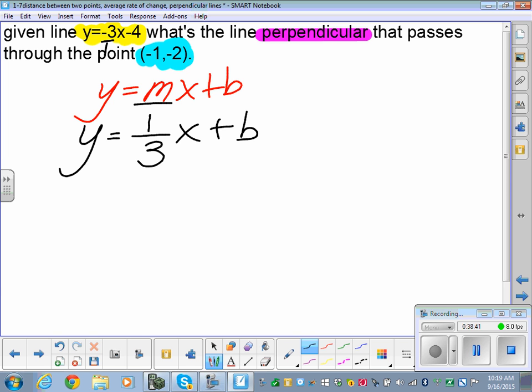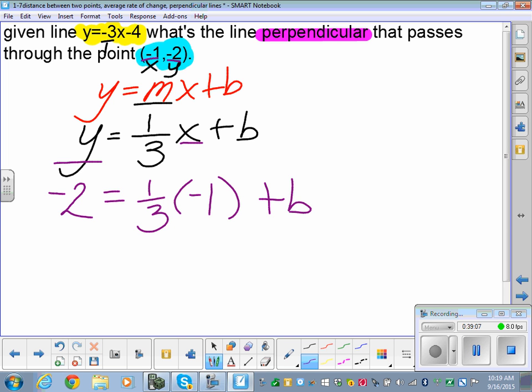We have all these unknowns, but guess what, we were given that it goes through this point, this x, y point, negative 1, negative 2. Let's plug those in where x and y are. So y is negative 2, so I'm putting in negative 2 for y, which is equal to 1/3 times x, which is negative 1, plugging it in. And then I have plus b. And now I can solve for b piece by piece. So I have negative 2 is equal to negative 1 times 1/3, which is negative 1/3, plus b. And then I'll add 1/3 to both sides.